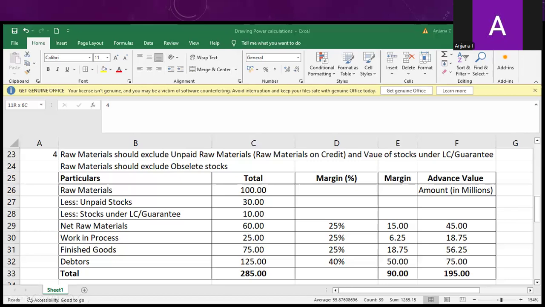There are some concepts which are to be remembered while calculating drawing power. As far as raw materials are concerned, we must exclude the unpaid raw materials, the values of stocks under LC or guarantee, and obsolete stocks. These three need to be excluded.